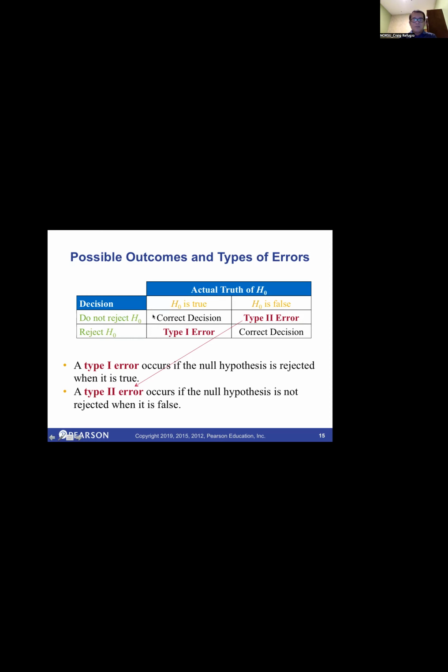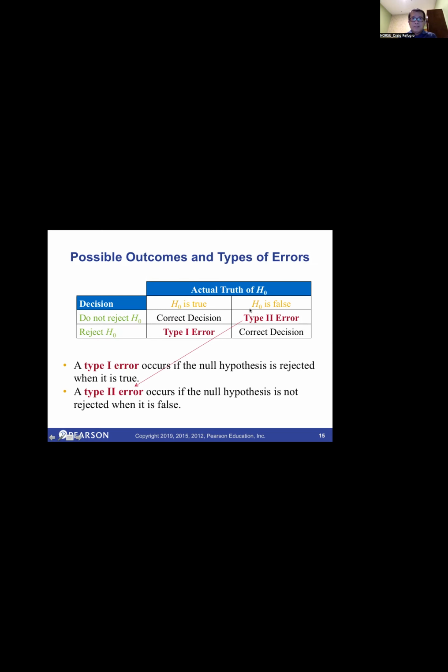But in reality, all of you have taken logic. The hypothesis is actually a declarative statement. And if it is a declarative statement, then it can be true or it can be false. In our logic classes, in our basic philosophy in terms of logic, there are 2 classifications of a declarative statement. It can be true or it can be false. So our actual truth for our null hypothesis can be true or false. So HO can be true or HO can be false.